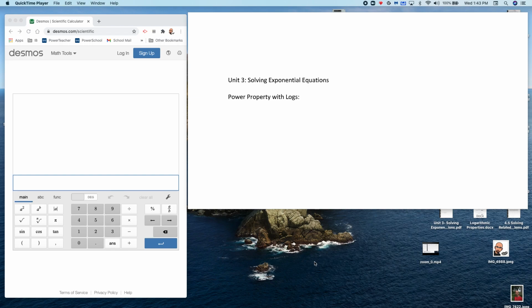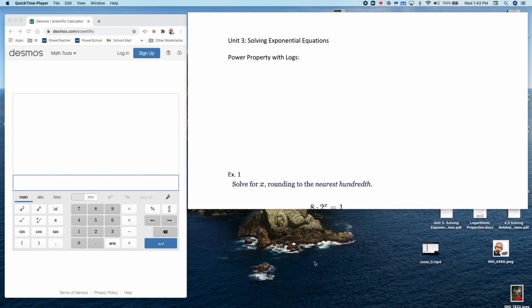Exponential equations. Some of the properties, the biggest property with logs that we went over the past couple of days, or that you did in a day of expanding logs, was that if you have something like log base b of x to the n power, we can write that as n log base b of x. So we can bring that power down in front.